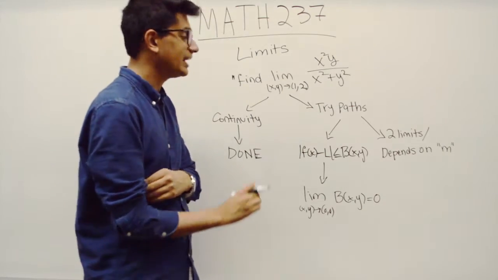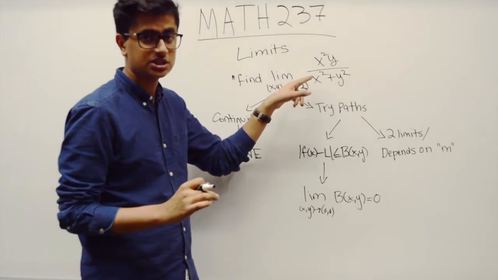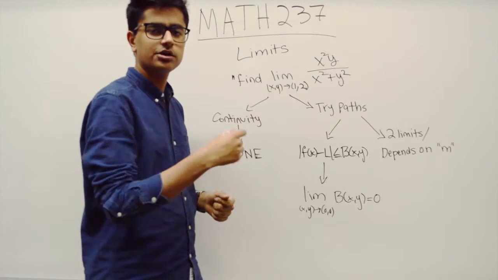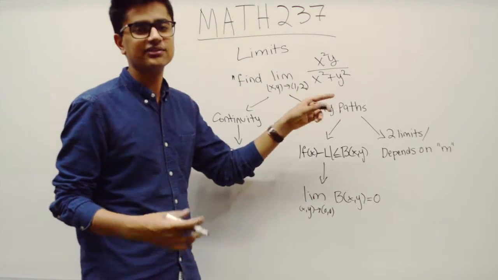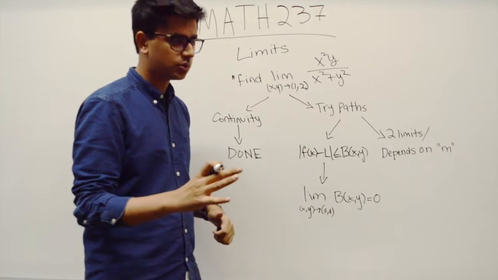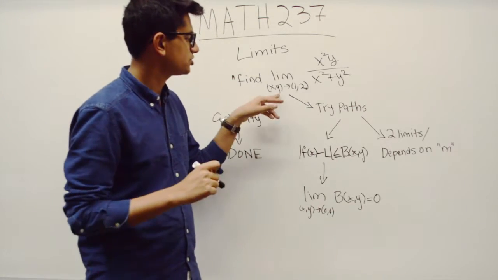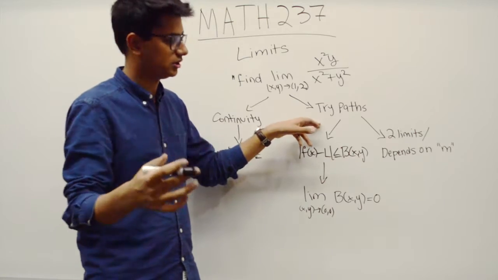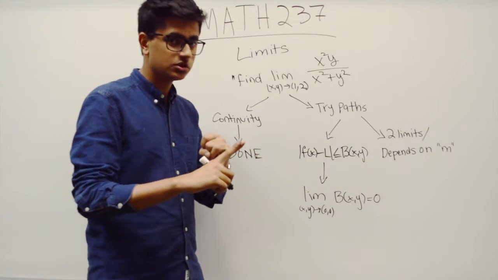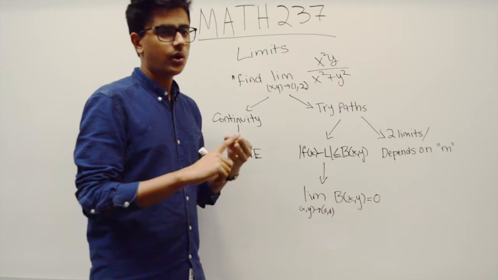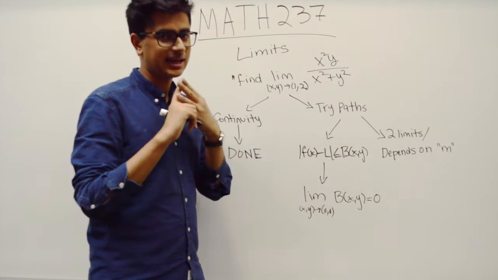So all you have to do in that situation, if you don't get any problems with just substitution, state that by continuity theorems, this limit exists and is equal to 2 over 5 in this case. Most of the times it won't be like that, in which case you need to start trying different paths to approach along. The most common paths you should definitely try are x equals 0, y equals 0, y equals x, or y equals mx.